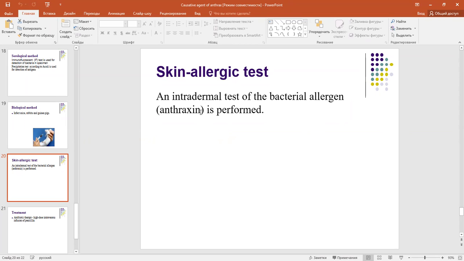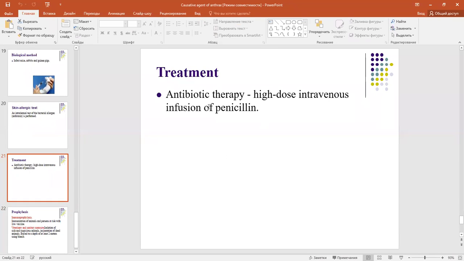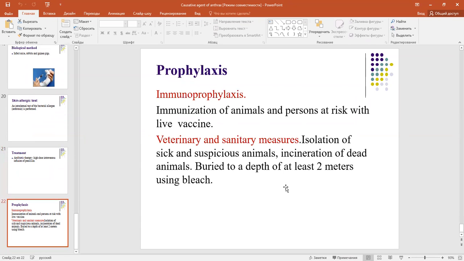I'm repeating, it is a cell-mediated reaction, and it takes time for T lymphocytes to develop inflammation, and if we see redness and swelling, it means a positive result. Treatment: antibiotic therapy, high dose infusion of penicillin. They are sensitive to penicillin. Immunoprophylaxis: live vaccine is used, and veterinary and sanitary measures, isolation of sick and suspicious animals, and we should destroy animals completely, place them in the flame or maybe in acid.